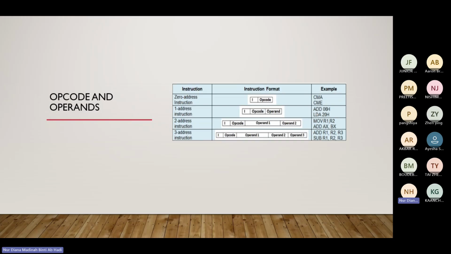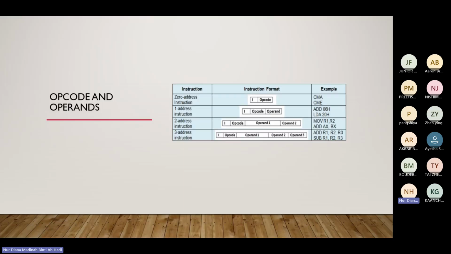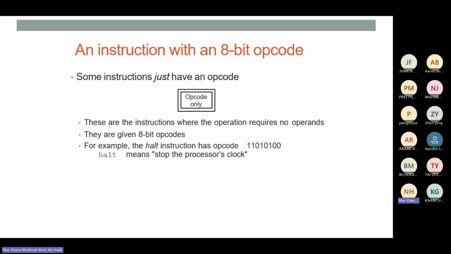Okay, so we have 0 instructions, we have 1, 2, 3 instructions. Each of them will have different things. So this is the instruction with an 8-bit code. Some instructions just have an opcode. This one would be explaining all of these 4 instruction types. The first one is an instruction with an 8-bit opcode.